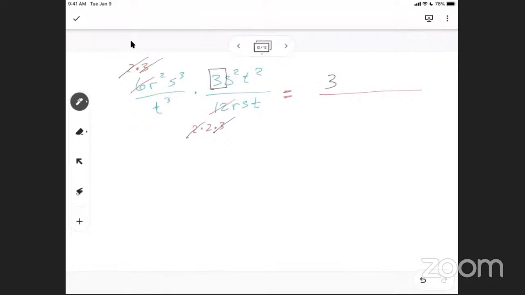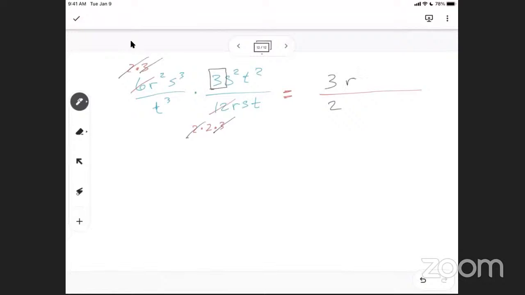Now let's deal with letters. Which letter do you want to deal with first? R. How many R's do I have on the top? 2. And how many do I have on the bottom? 1. So how many do I have left when I cancel? 1, because one of them cancels out and I have 1 left on the top.